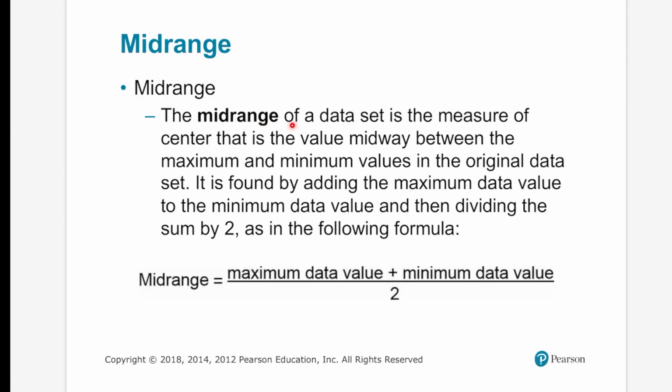The mid-range of a data set is the measure of the center. That is the value midway between the maximum and the minimum. It is found by adding the maximum and the minimum and dividing by 2. So to find the mid-range, we take the maximum value plus the minimum value divided by 2.